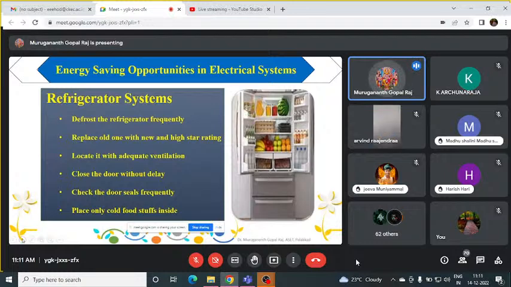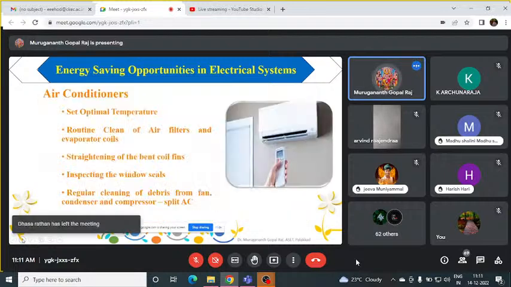Then another way to conserve energy in the refrigerator system is to place only cold foodstuffs. Right? You are boiling milk, and immediately after boiling the milk, don't place it inside the refrigerator. Let the milk come to room temperature at least, and then put it inside the refrigerator. So only cold foodstuffs as much as possible should be stored in the refrigerator. If you practice all these things, then obviously your refrigerator's life and capacity can be fully utilized. Another most important one is the air conditioner.